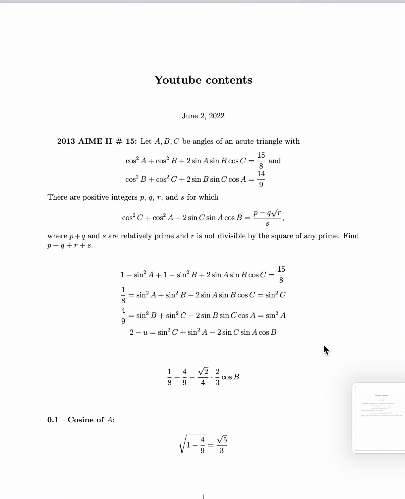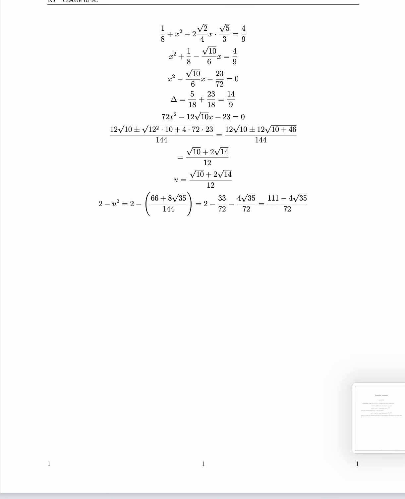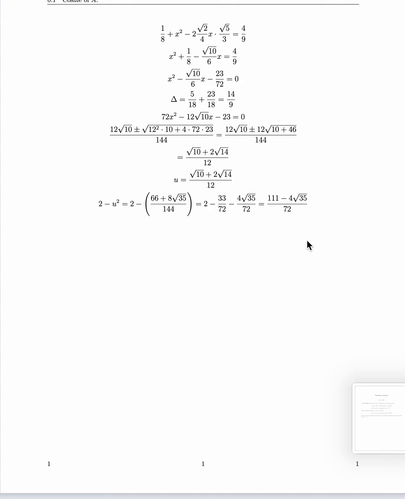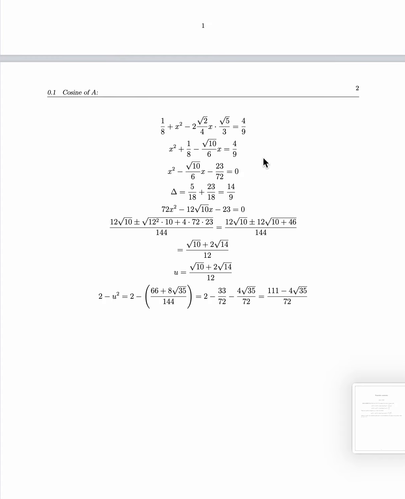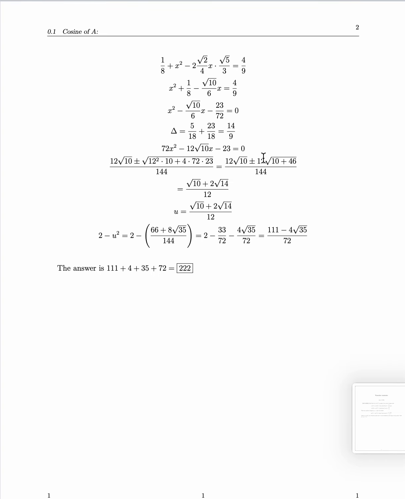Which what we want to find is P plus Q plus R plus S, which should give us the answer that 4 plus 35 plus 72 plus 101 is equal to 222, which is a pretty good number, and I think that should be the answer. Let me check the calculation. Yeah, I think that should be the answer. Yeah, this problem is really long.